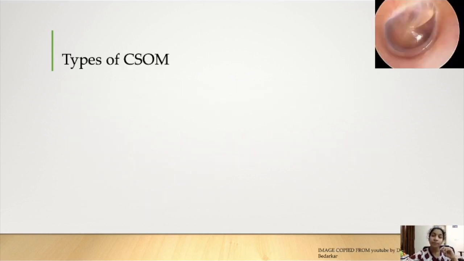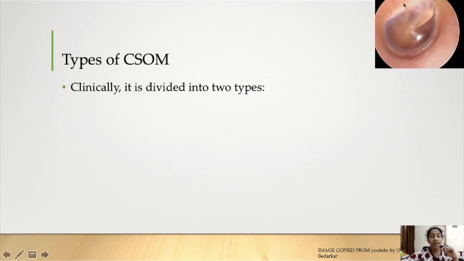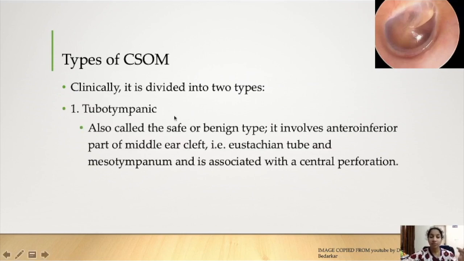Types of CSOM. This is a normal tympanic membrane. You can see the cone of light, the handle of malleus, and this part is pars tensa, and the upper part is pars flaccida, or attic and antral region. Clinically, it is divided into two types, tubotympanic and atticoantral. The tubotympanic type is also known as the safe or benign type.